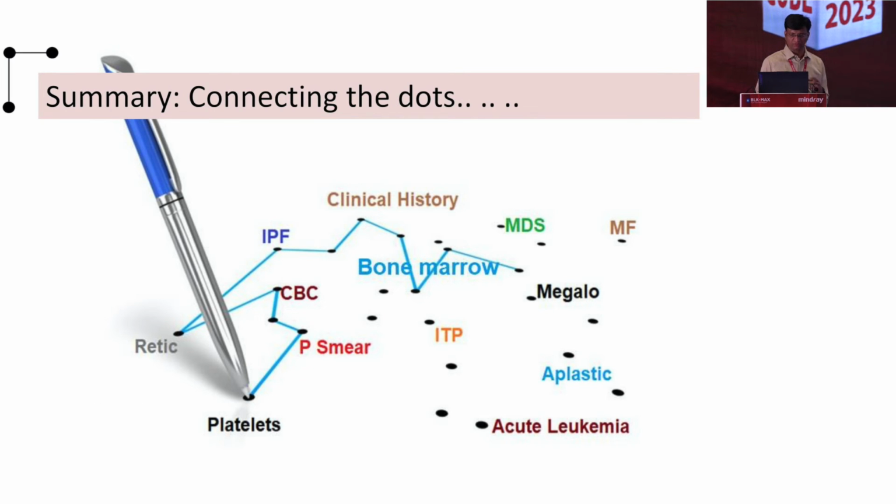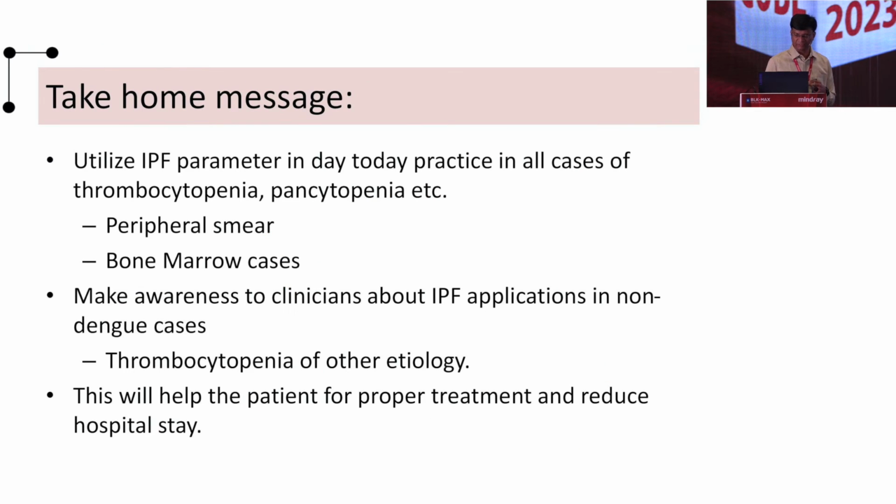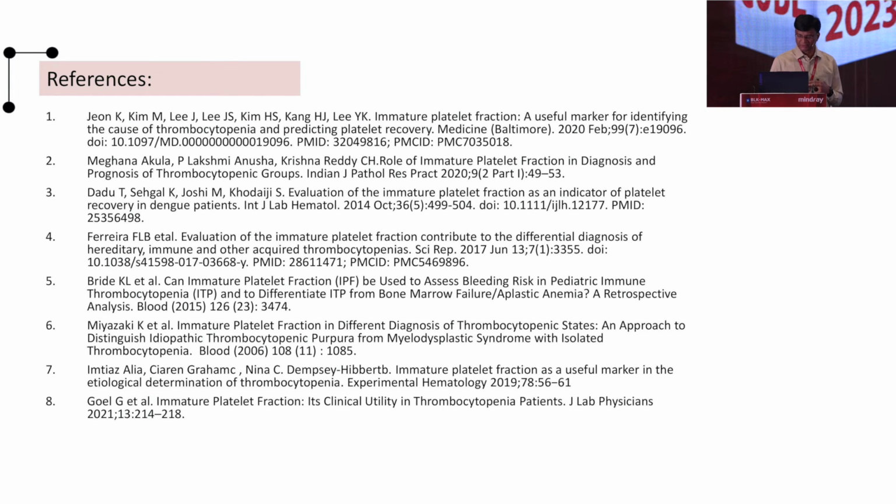And this is how we try to connect the dots. We have data, we have peripheral smear, we have a CBC. You have to just look into all the parameters with the relevant clinical history and the bone marrow findings. We can connect the dots to the various etiology. And this is my take-home message: use these parameters in your day-to-day practice. Definitely it will help you. These are my references. Thank you.